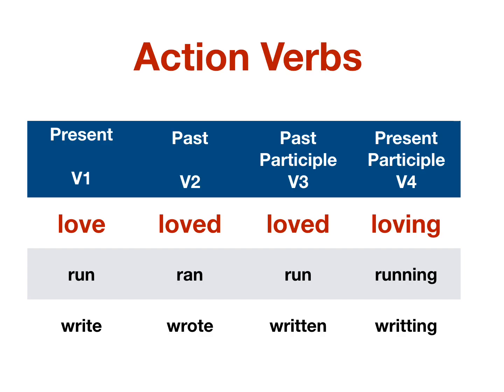Action verbs. We know there are 4 forms of verbs: present, past, past participle, and present participle, also called V1, V2, V3, and V4. Now let's look at some examples. Love, loved, loved, loving. Run, ran, run, running. Write, wrote, written, writing. Now let's start learning all tenses in English language.